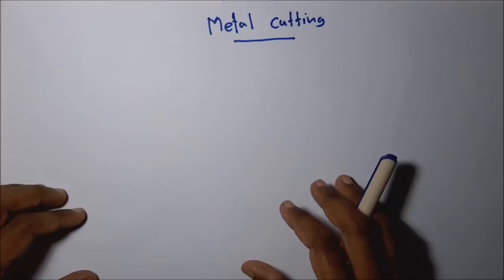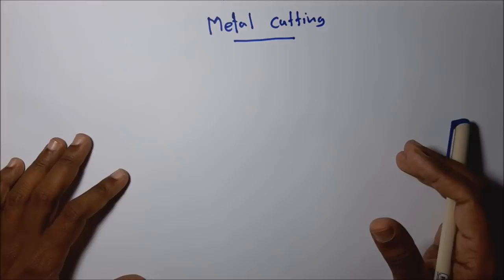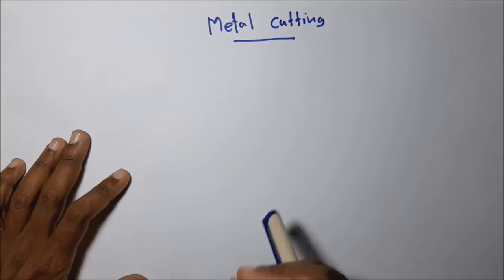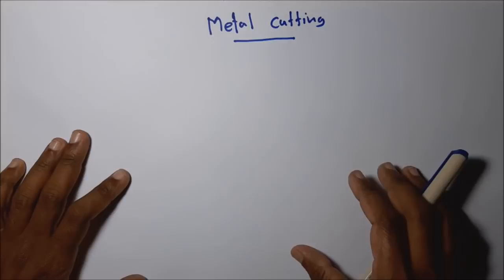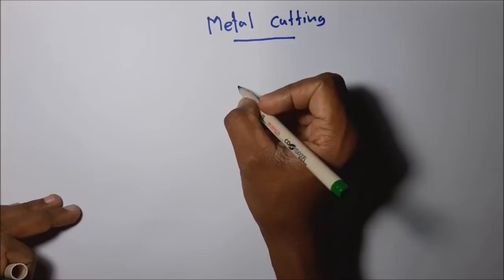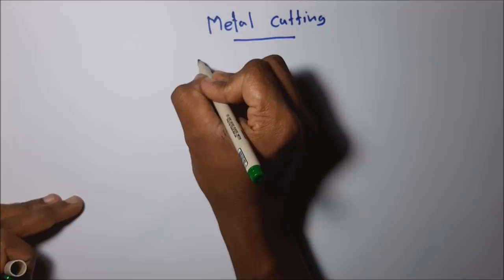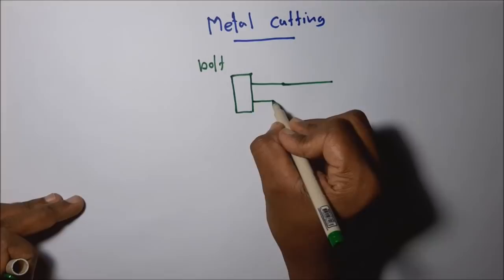In metal cutting operations, the material is removed to obtain the dimensions and geometries. In a metal cutting operation, we are removing material from the workpiece to obtain the required dimensions and shape. So let me take an example. Let's take this kind of threaded bolt, the bolt of a certain machine component.